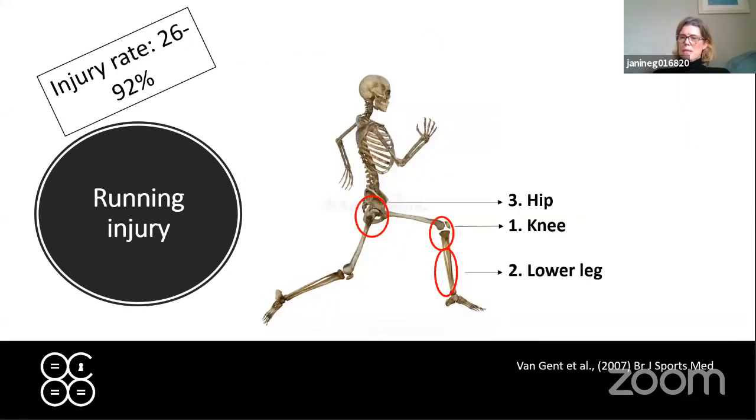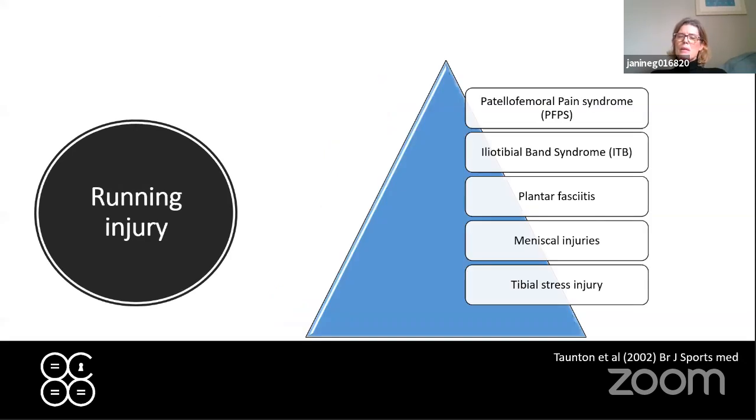If we look at runners, we know that the knee is the most injured joint, followed by the lower leg and then the hip. So lower limb biomechanics are obviously of particular interest, and quite a lot of work has gone into this. The injury rate of runners is anywhere between 26 and 92%. This gives you an idea of the most common injuries, patellofemoral pain syndrome being the most common, but all of the injuries below being relevant to the lower limb.